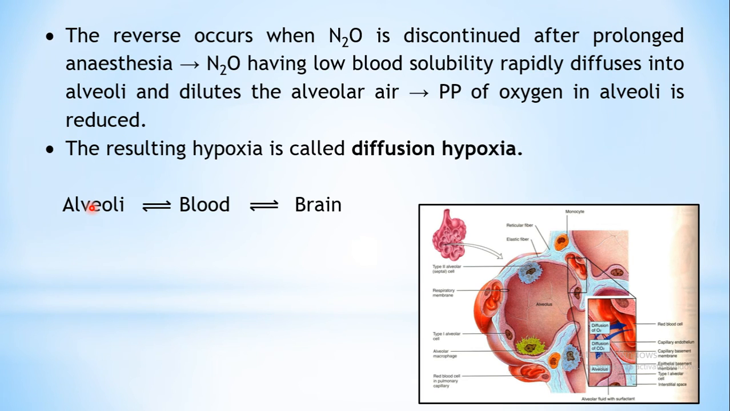Say it will become 0. Practically it may not be possible, but say it will drop. So what will happen? There is a reverse gradient now. The amount of nitrous oxide in the blood is high, and the amount of nitrous oxide in the alveoli has dropped because you have stopped the administration. Inhalation of nitrous oxide is stopped now. So the gradient will reverse, and whatever is present in the blood will quickly start entering your alveoli.